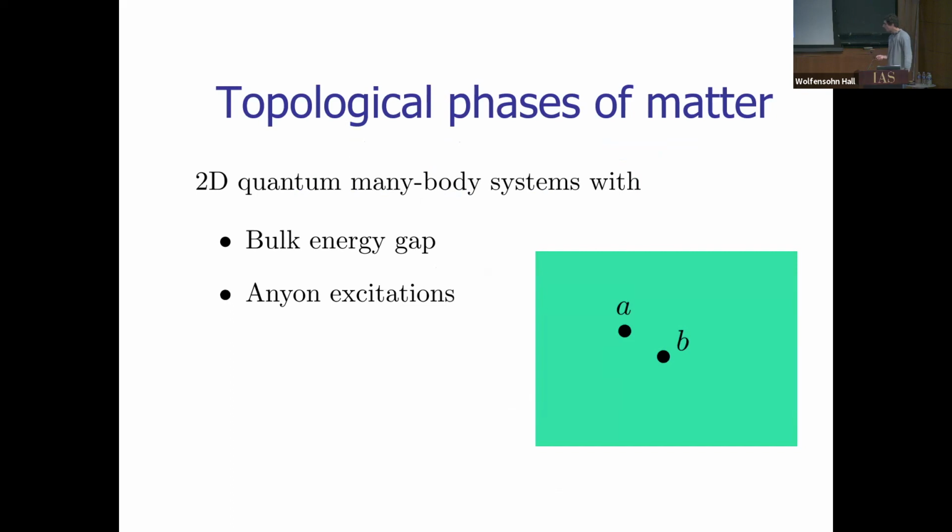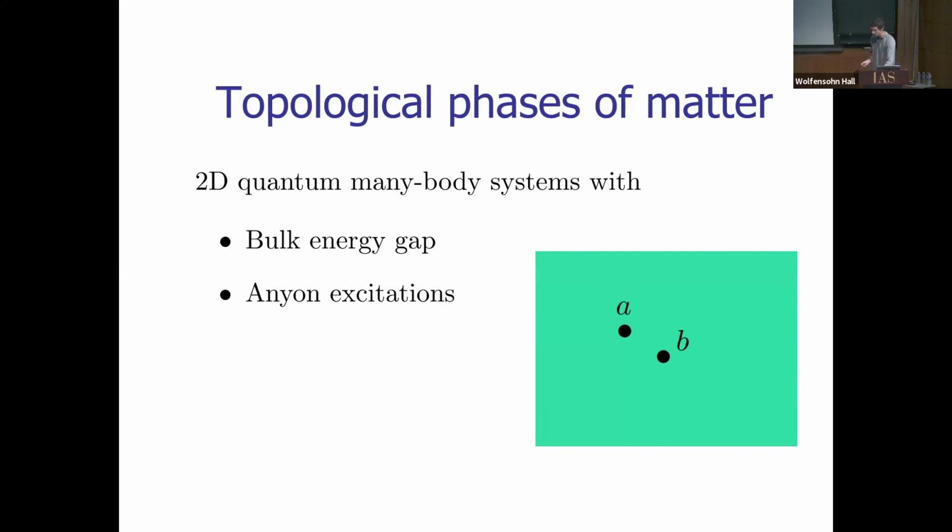So in this talk, what I mean by a topological phase of matter, I'm always going to be thinking about two-dimensional systems. So I'm thinking about some two-dimensional quantum many-body system with some kind of a bulk energy gap and with anyon excitations. Okay, so it's just what you might call an intrinsically topologically ordered state. It has anyons. And here, these two dots are supposed to be two anyons, A and B. If I braid one around the other, maybe I get some phase or something like that.